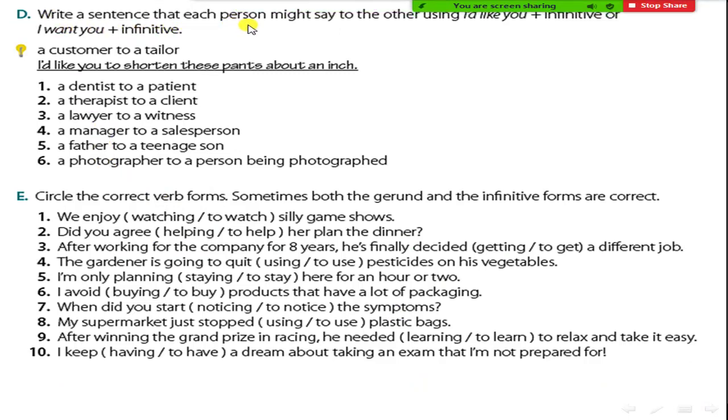Exercise D. Write a sentence that each person might say to the other using I'd like you plus infinitive or I want you plus infinitive. An example here, a customer to a tailor. A customer may say or ask the tailor, I'd like you to shorten these pants about an inch. Read this quickly and try to get the answer, okay, using I'd like you or I want you.